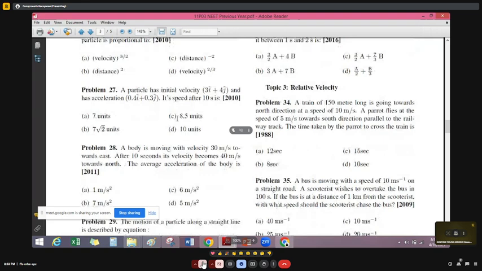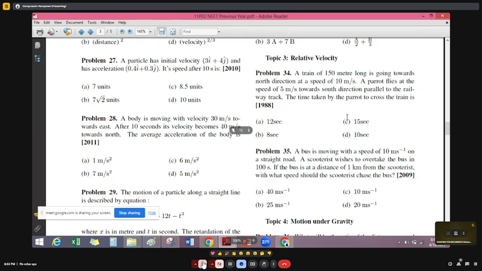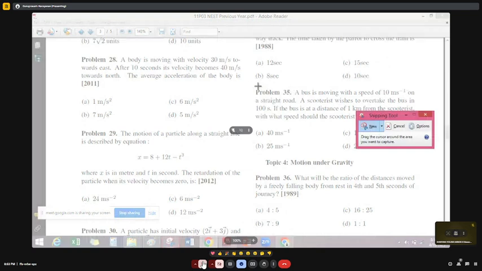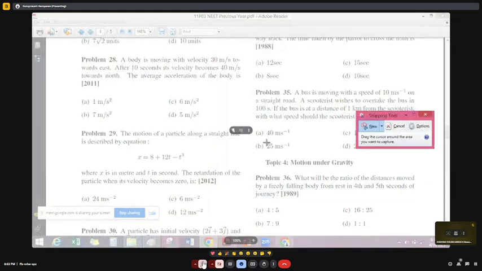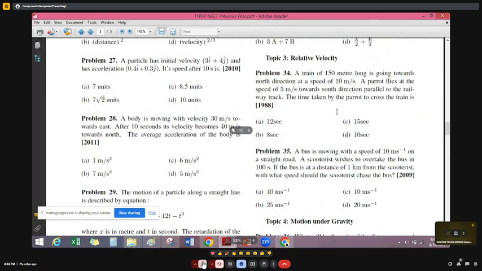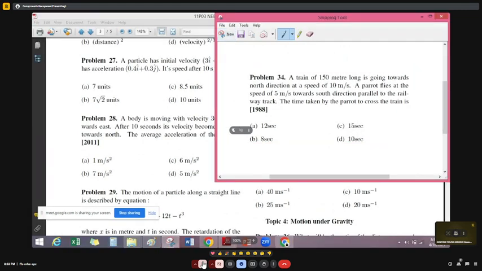Okay, any other problems? The tougher one, the train 150 meter, parrot flies, easy no? Bus is moving with the speed. Let's try 35, relative velocity concepts. I don't know whether you have studied it or not. So we can do some relative velocity. Even the previous problem is based on relative velocity. Maybe we can do the easy one first. Again, to make it easy, I'm just doing the easy one first and then go to the difficult one. So only if you understand the relative velocity concepts, you can do this kind of problems. Listen carefully.